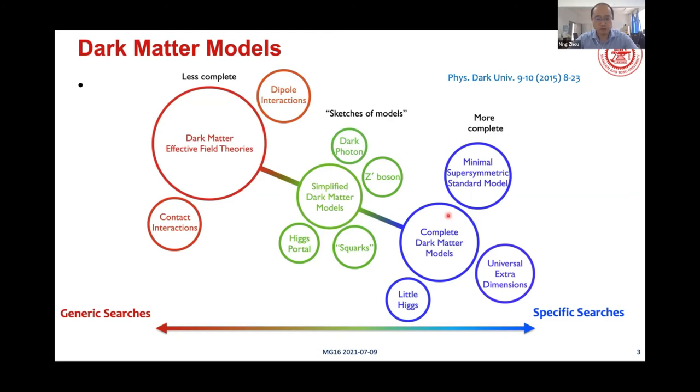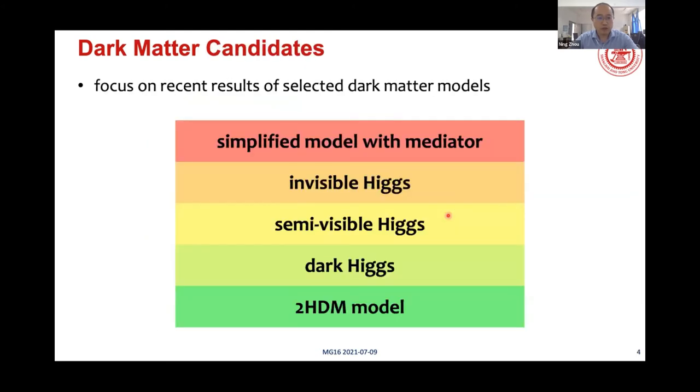From effective field theory to simplified models, or even to ultraviolet complete models. So in this talk, I will focus on recent results of several selected dark matter models, including the simplified model with mono-X signatures and some Higgs related dark matter models.